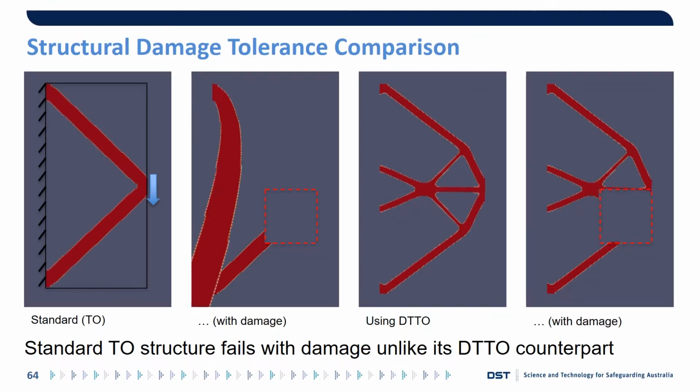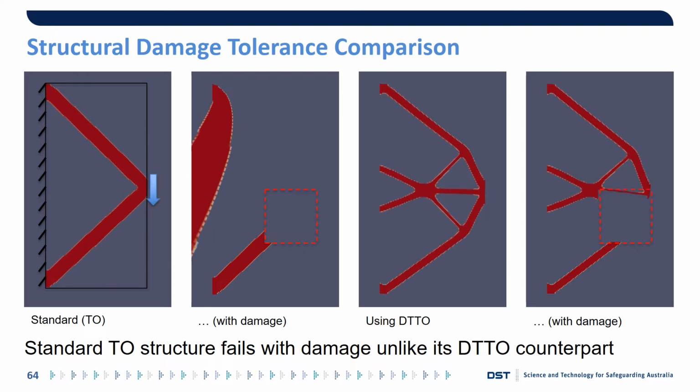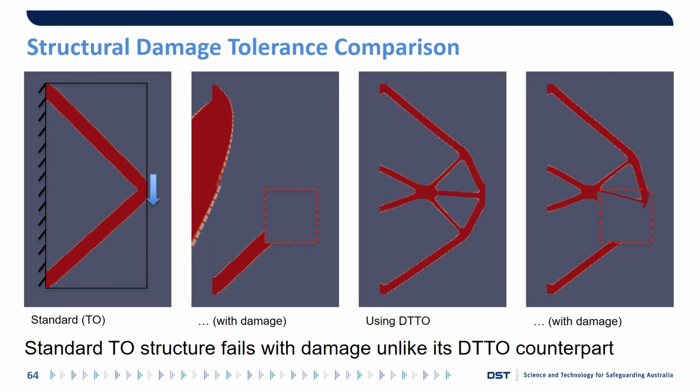So I've been working on making topology optimization that takes damage into account. This version of the algorithm optimizes over multiple damaged versions of the structure at the same time, and it produces damage-tolerant structures as a result.